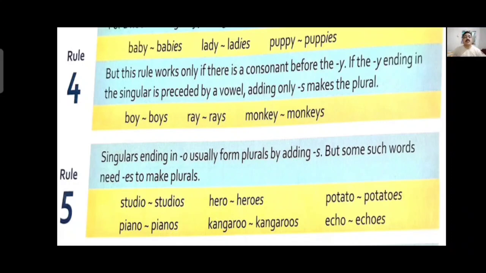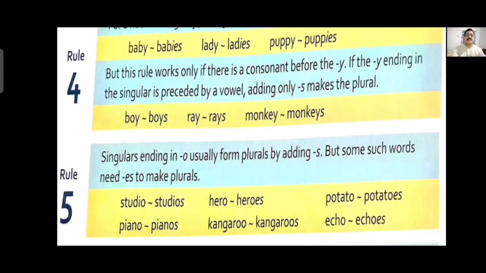Now rule number 5. Singular nouns ending in o usually form plurals by adding s, but some such words need es to make the plural. It means if a word ends with o, generally it has s in its plural form, but some of the words ending with o have es in their plural form.